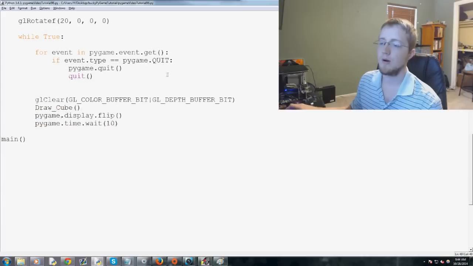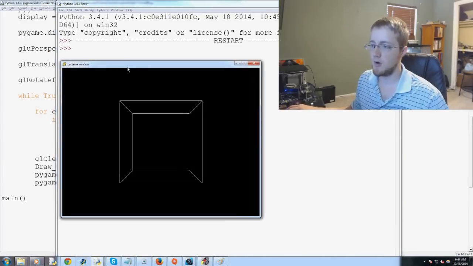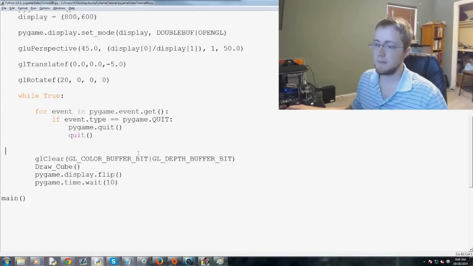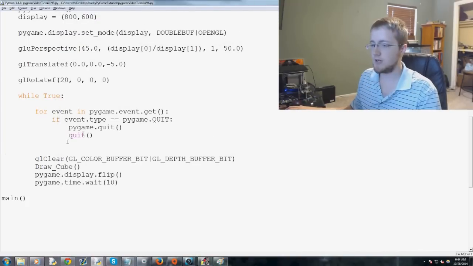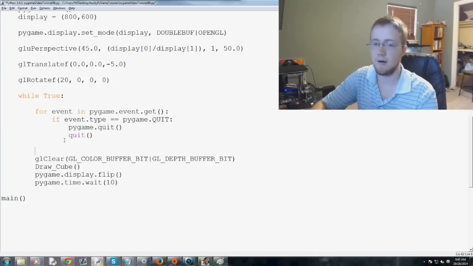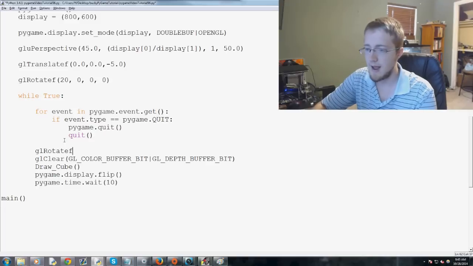In this video, we are going to build on the last video where we were drawing our cube, and we're really excited, but we're not really fully convinced. What's so special about this? We could have drawn this in Pygame. So why do we care? We're going to add one more quick function here to make you really excited. That function, we'll put right before GL clear, and that's going to be glRotatef.